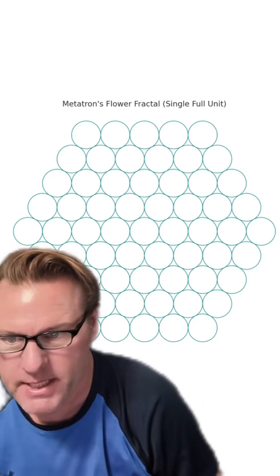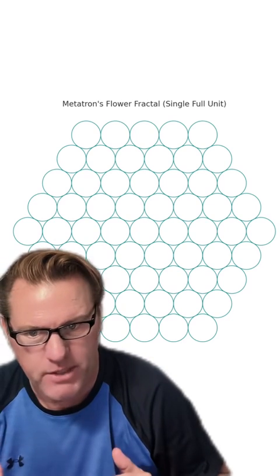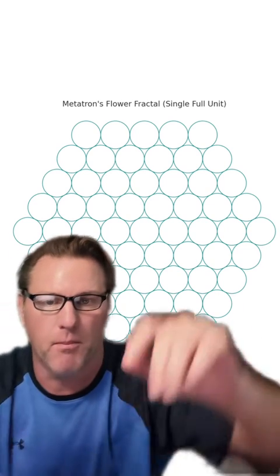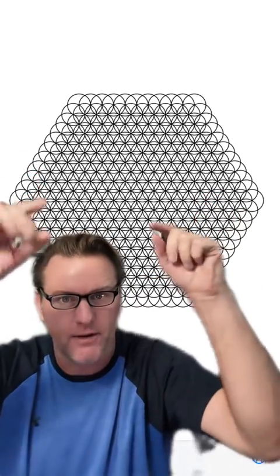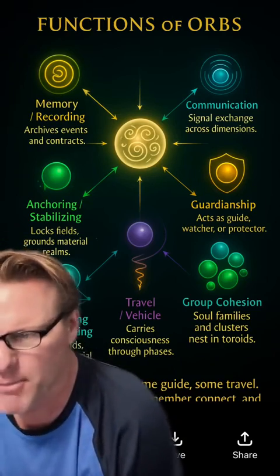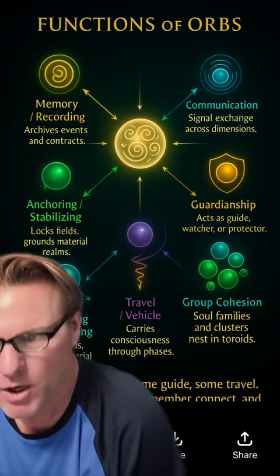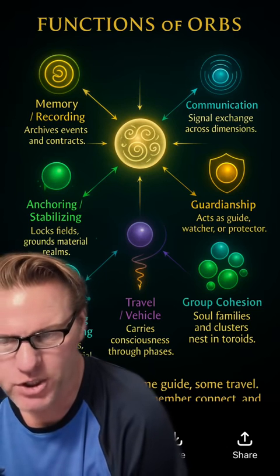Hex packing is how fields interlock, and the orbs move across that matrix like agents on a honeycomb. So they literally move through the lattice of the grid dome. Picture the orbs on that grid. Some are tiny pinpricks. Some are palm-sized. Each orb is a functioning node.